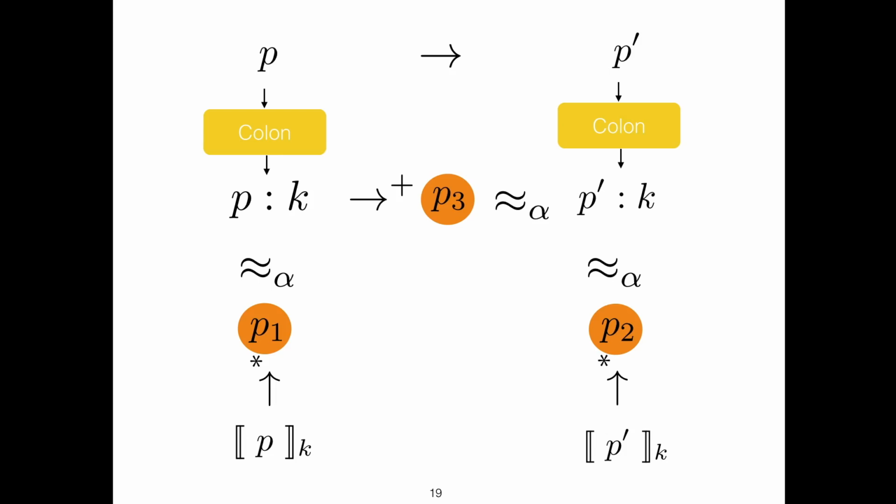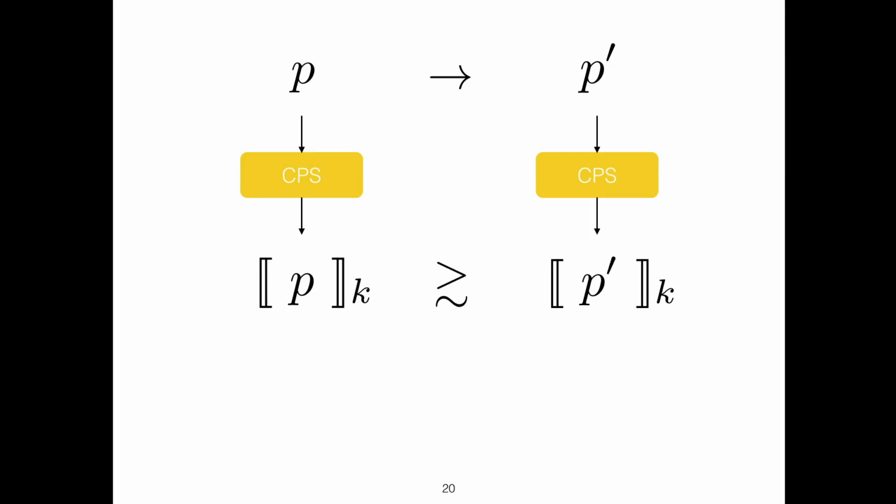In this diagram, the CPS translation of P steps to P1 that is alpha equivalent to the colon translation of P. The CPS translation of P prime steps to P2 that is alpha equivalent to the colon translation of P prime, and so on. So instead of proving this complicated diagram, we use our new simulation technique to establish a much simpler diagram which has a simpler and more compositional proof.